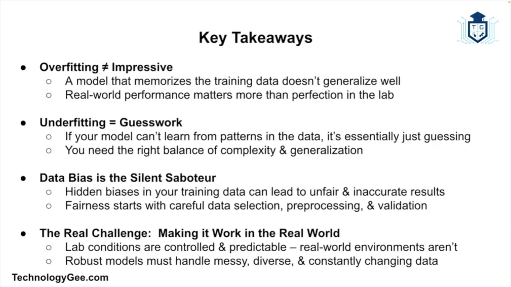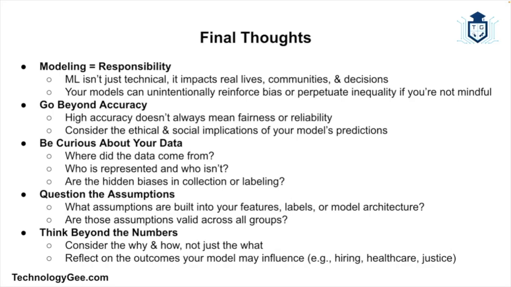Now, exactly what should you take away from all of this? Well, machine learning isn't just about building cool models. It's about building reliable, fair, and useful ones. That means understanding that overfitting isn't a flex, it's a flaw. Underfitting means your model is basically guessing, and data bias is the hidden enemy of fairness and accuracy. So getting your model to work in the lab is one thing. Making it work in the real world, where things are messy, diverse, and unpredictable, well, that's where the real skill lies. So let's go ahead and wrap all this up.